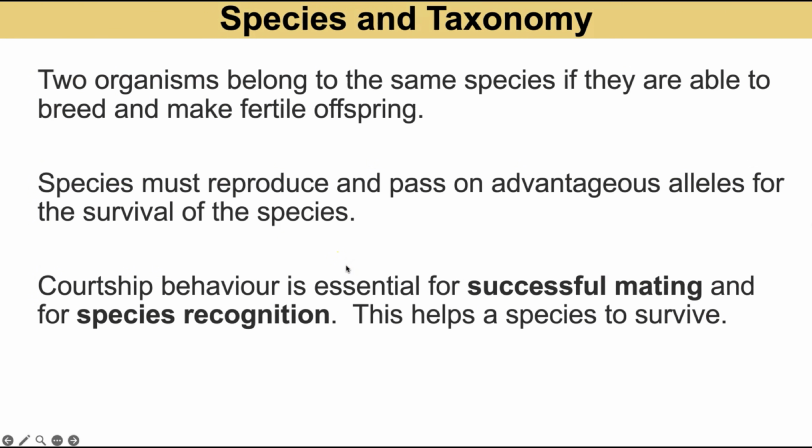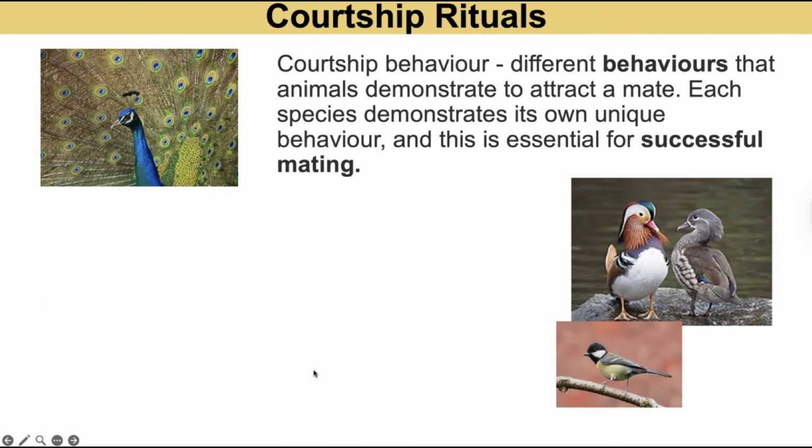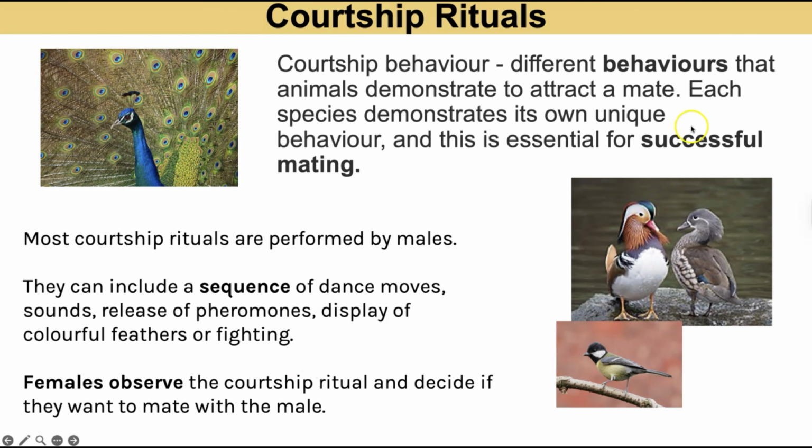And courtship behaviour, we did say behaviour is an adaptation. Courtship behaviour is genetically coded for, it is an adaptation, and it is essential for successful mating and species recognition to help the entire species survive. So what courtship behaviour means is, it's the different behaviours that animals demonstrate as a way to attract a mate. And each species has their own unique sequence of behaviours to ensure successful mating. And what we mean by successful mating is if the two individuals are mating and produce offspring.